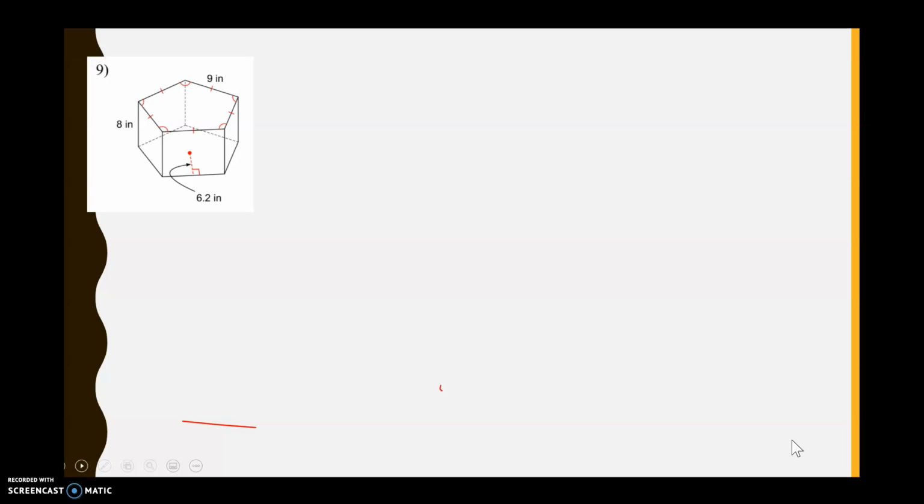And number 9. Number 9, again, volume is equal to big B times H. Well, what shape is your base? This is my area of base. Well, what shape is my base? That's going to be a 1, 2, 3, 4, 5, a pentagon.